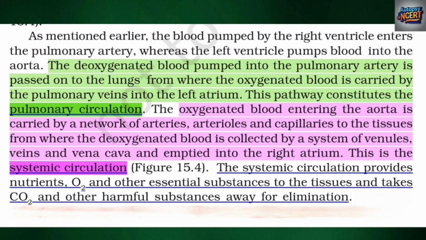The oxygenated blood entering the aorta is carried by a network of arteries, arterioles and capillaries to the tissues, from where the deoxygenated blood is collected by a system of venules, veins and vena cava and emptied into the right atrium. This is the systemic circulation, figure 15.4. The systemic circulation provides nutrients, O2 and other essential substances to the tissues and takes CO2 and other harmful substances away for elimination.